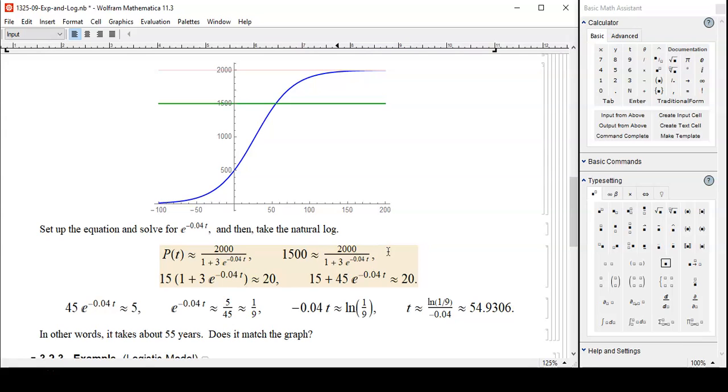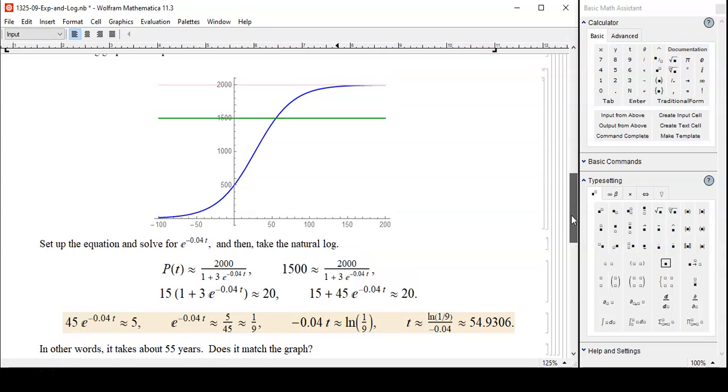Denominators number 1, parenthesis number 2, and like terms number 3. That's the standard process. But here I use simplification first because there are too many zeros. So divide both sides by 100 to make the number smaller, and then went from there. And then solve for the exponential, then take the log, and then divide by the coefficient, we get this. So according to the previous, it takes 55 years to get to about 1,500.